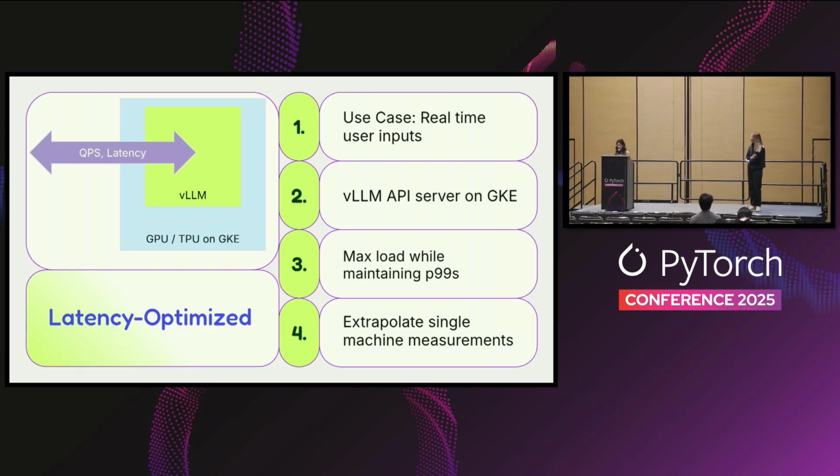Now onto our real-time latency setup. So here we use vLLM API server running on GPUs and TPUs. And our goal here is to find the maximum sustainable queries per second while meeting the SLOs for each of these applications.